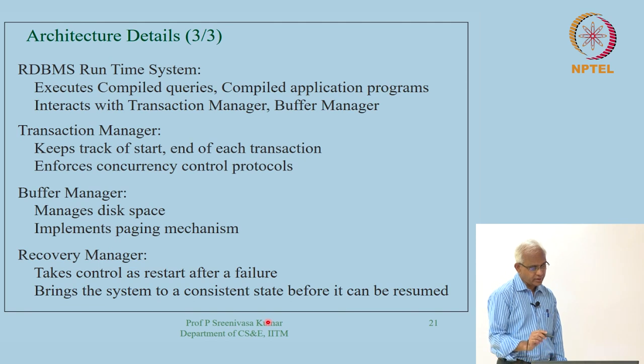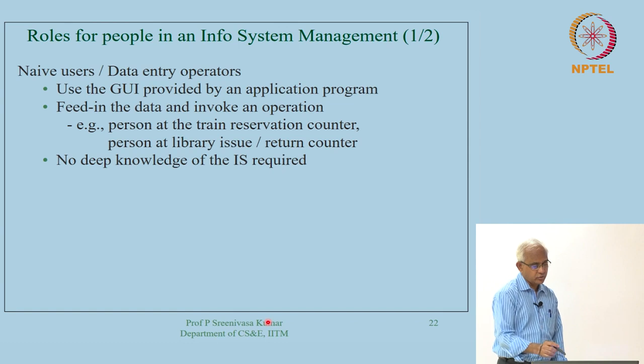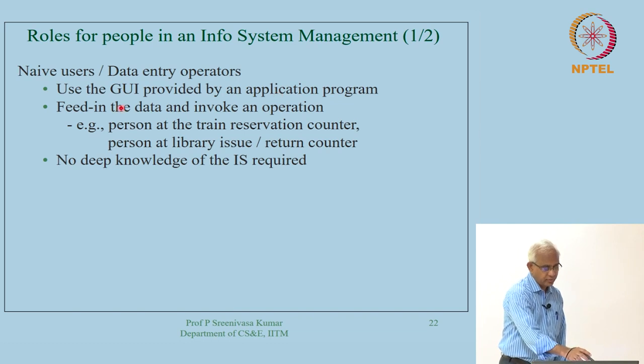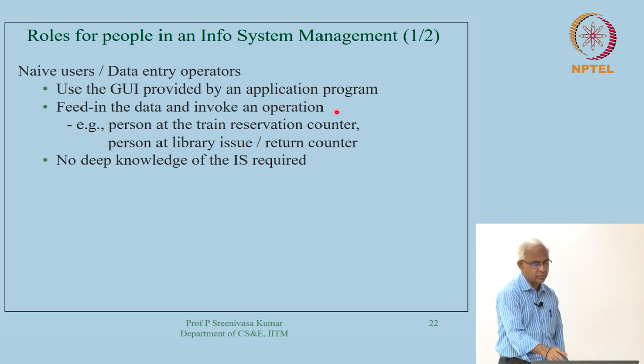Now, let us briefly look at the various people that are involved. What are the roles for people here? There are these naive users or database data entry operators. They basically use the GUI provided by the application programs, feed in the data and invoke an operation. These are the people whom we encounter at the train reservation counters or the library issue and return counter, etc. They invoke the application programs. They do not need to have deep knowledge of the information system. They only have to know how to invoke these application programs.